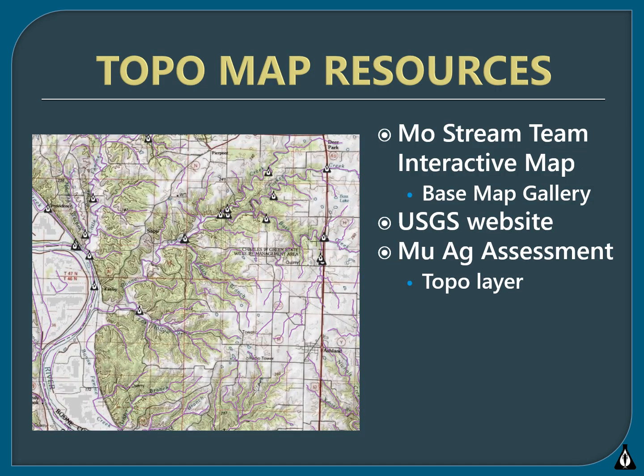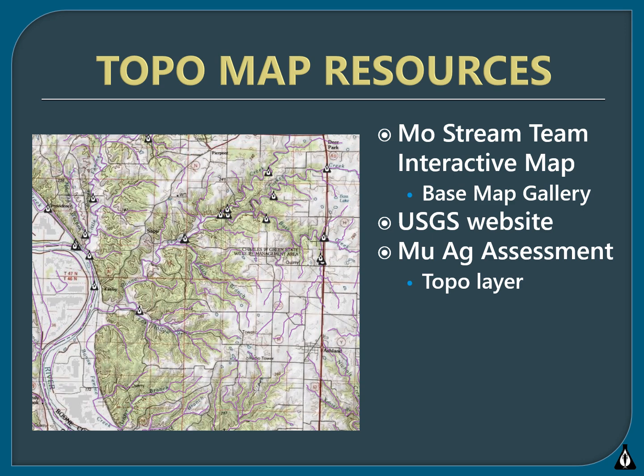Here's some places that you can go to screenshot or download your own topographic maps so you can do this yourself. First one is the Missouri Stream Team Interactive Map. We have a base map gallery that includes topographic maps over the entire state, over the entire nation actually. You could also go to the USGS website. They have topographic maps available. Also, MU or Mizzou's Ag Assessment has a topo layer on their website as well. So if you Google any of those, you should be able to find more topographic map resources so that you can do this yourself.